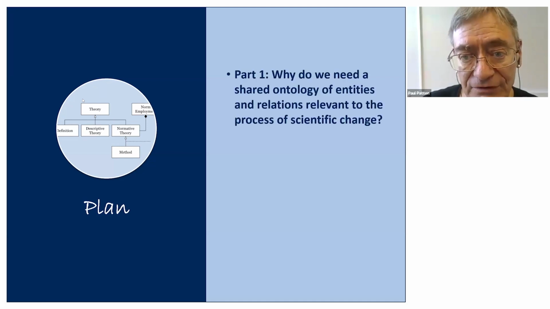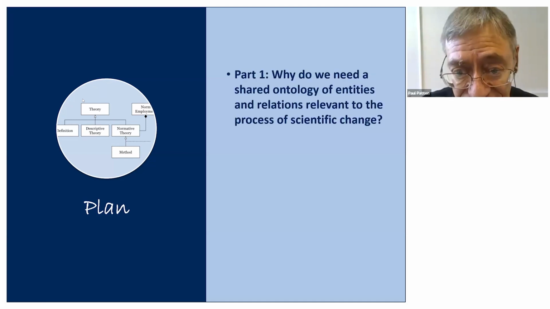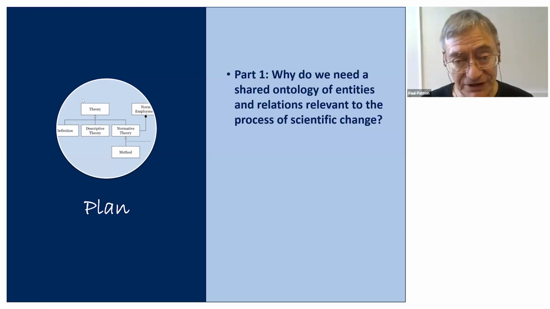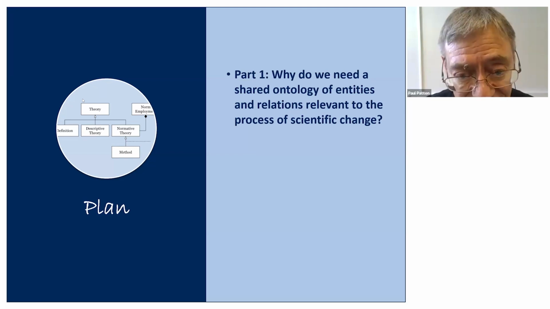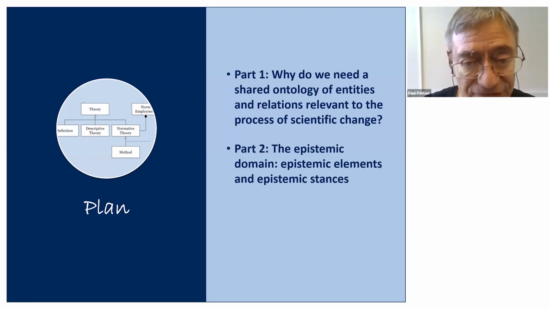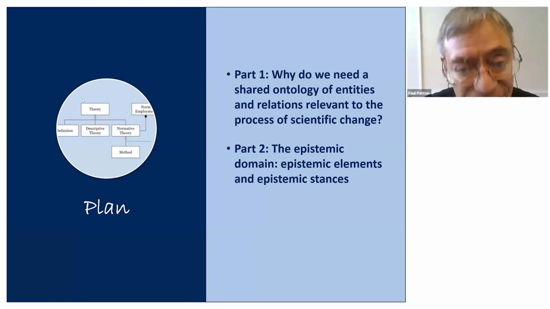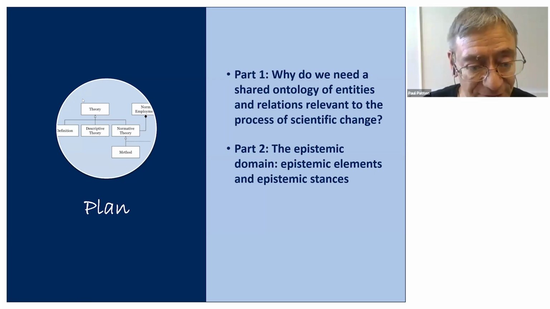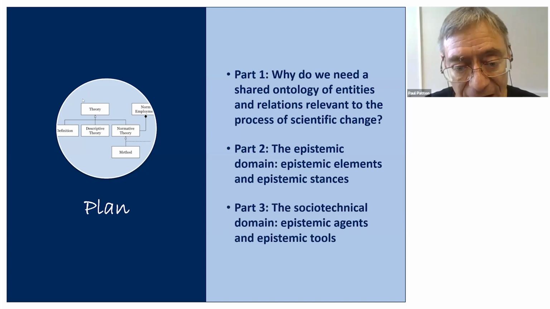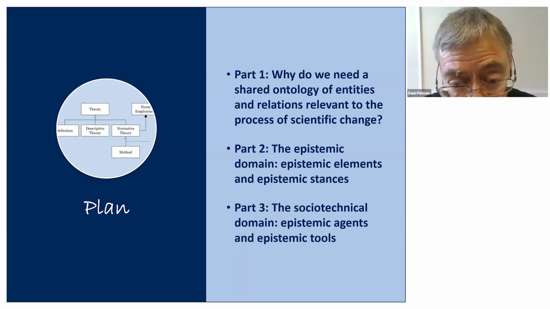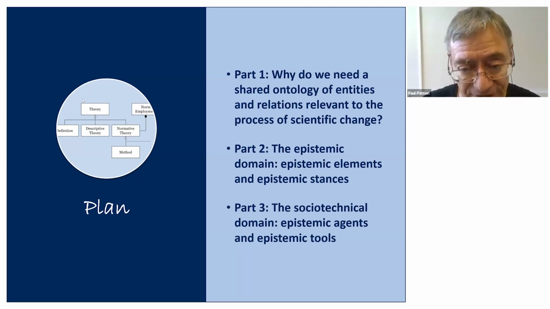The first part will tell us about why we need a shared ontology of entities and relations relevant to the process of scientific change. And there are 2 parts to the ontology that I'm going to talk about. The first is the epistemic domain, which will be the subject of part 2 of my talk, which consists of epistemic elements and epistemic stances. I'll be telling you what those things are in a short bit. Part 3 is the sociotechnical domain. This is the domain of epistemic agents and epistemic tools.